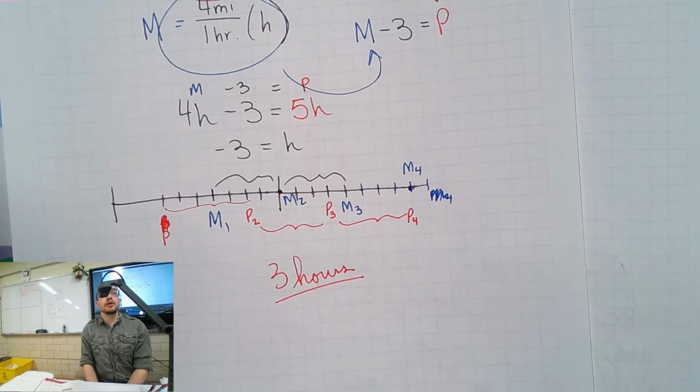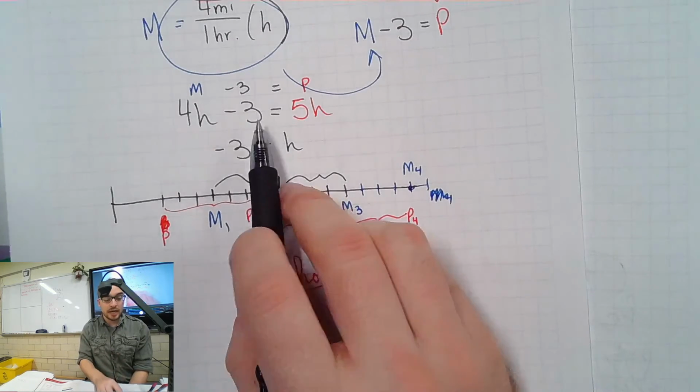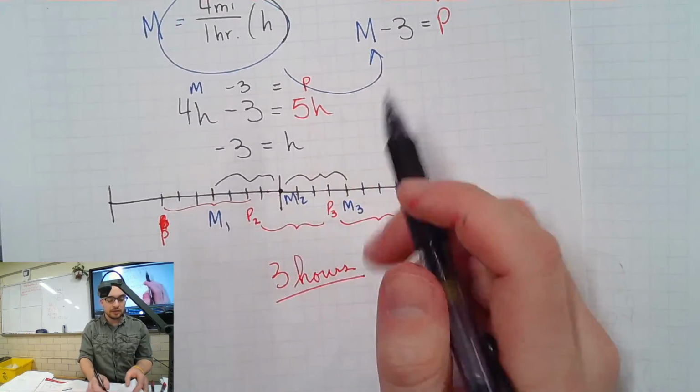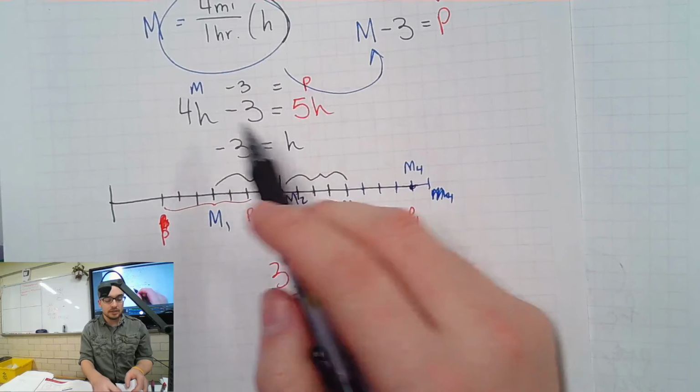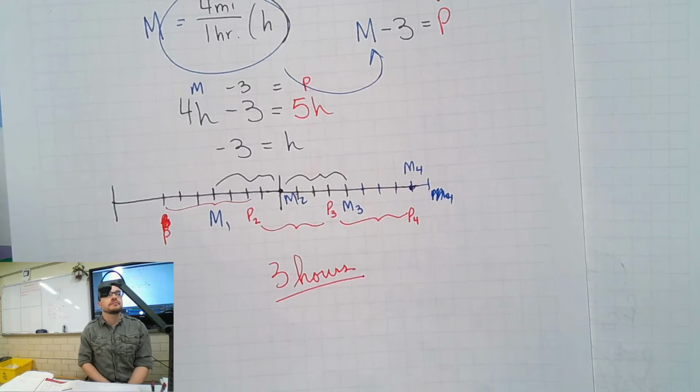If you take Marco's location and subtract 3, you get Pablo's. Or sorry, Mark's location and subtract 3, you get Pablo's? Right, because Mark's 3 ahead, right? So that's the right equation. Why, when we plug it in, do we get negative 3 for H? I know, right?